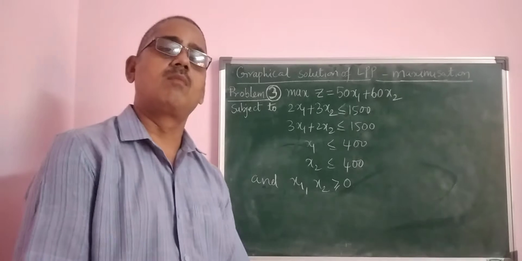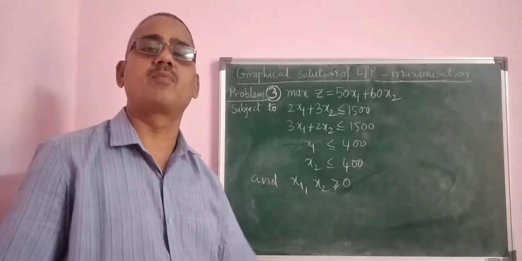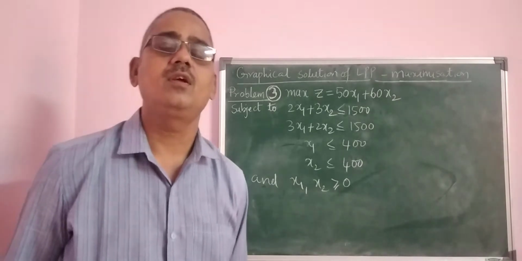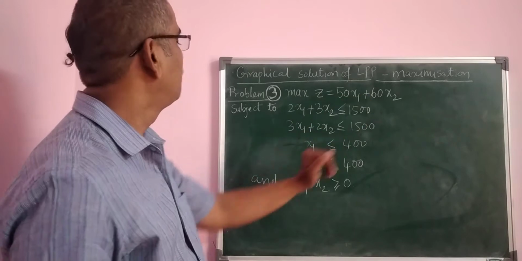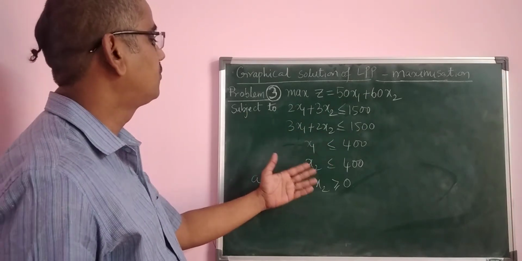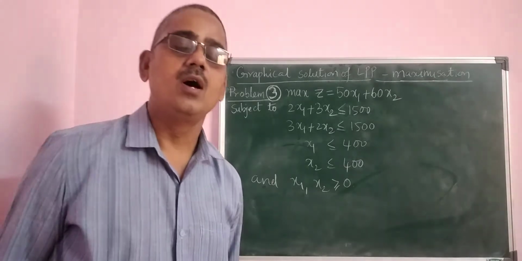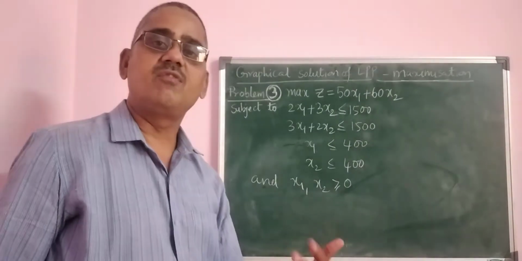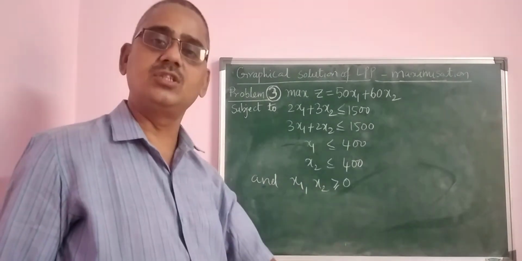We do one more problem on the maximization case of linear programming problem, right? So this is the problem: maximize z is equal to this, subject to the constraints. These are the four constraints, and x1, x2 greater than or equal to 0 is given to you. Now, the very first step is to convert the inequations of the constraints into equations.